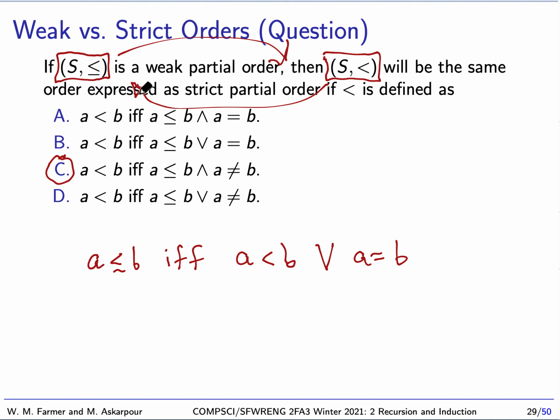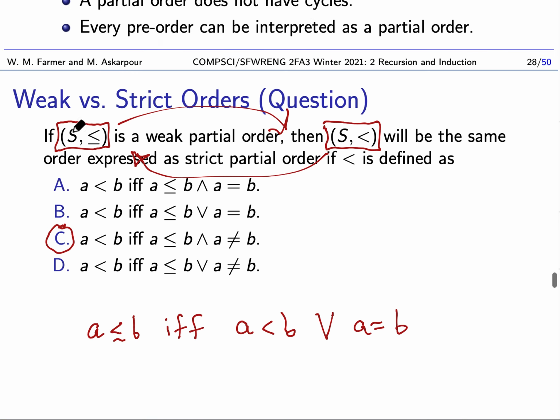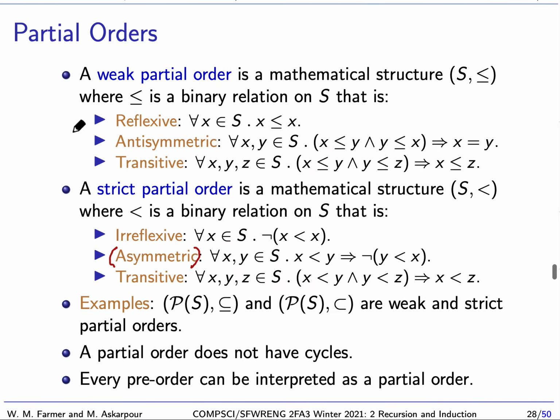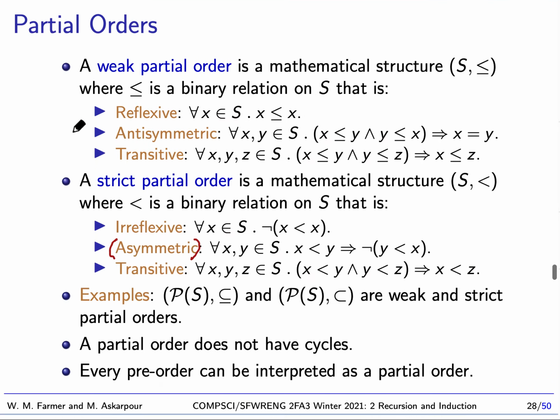So often in textbooks, they don't emphasize the fact partial orders are weak or strict. They just say we have a partial order. And it's often up to the reader to decide whether it's weak or strict. I have focused on distinguishing these two because the properties are different. Weak partial orders have different properties than strict partial orders.